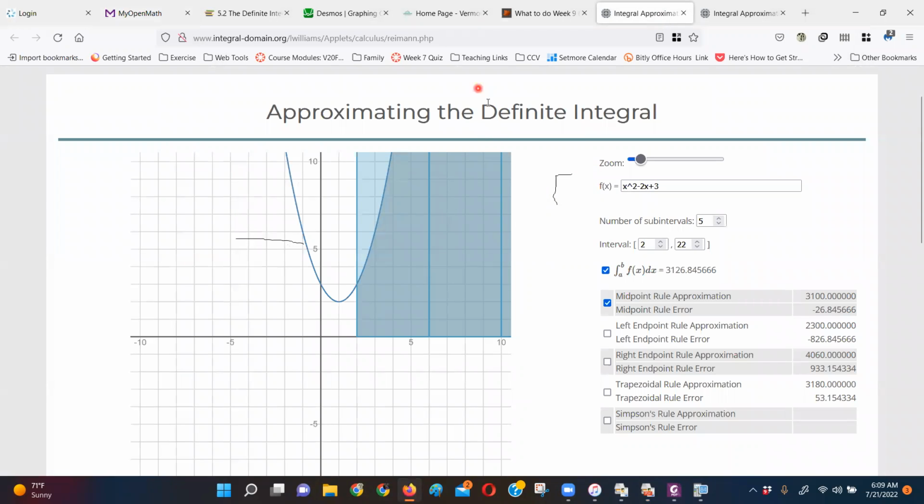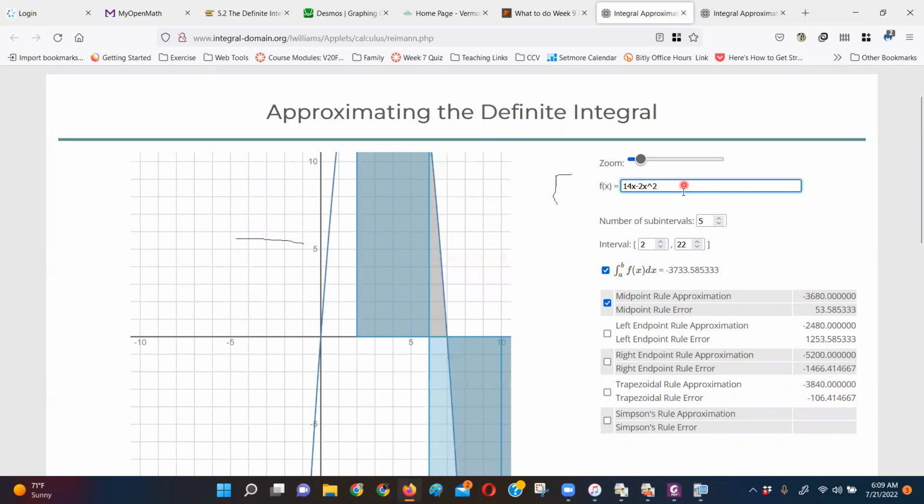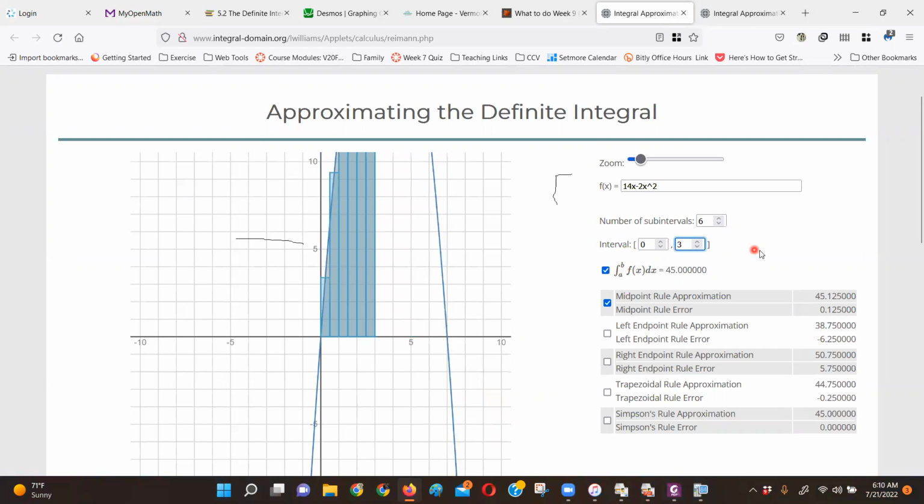And of course, you can always check your work with this applet. Just change the function. All right, well here, why don't we change it? It was 14x minus 2x squared, and we want 6 subintervals, going from 0 until 3, and there. Okay, MRAM, LRAM, RRAM. I'm glad they're agreeing with what I got by hand. So that's how you do it, and that's how you check.